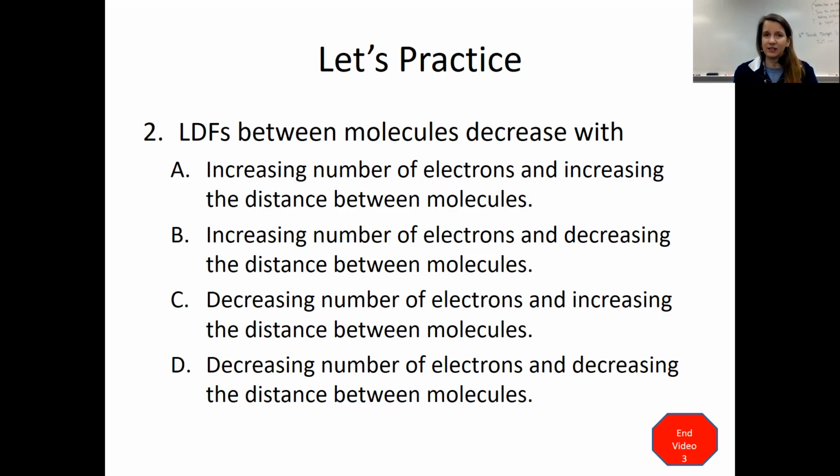So the question again says LDFs between molecules decrease with, was it going to decrease with increasing number of electrons? Or are those LDFs going to decrease with decreasing number of electrons? Well, our answer is going to be letter C here, decreasing our number of electrons. If we have more electrons, we have more opportunities to get those electrons moving and to polarize that atom or the molecule and get those temporary dipoles.